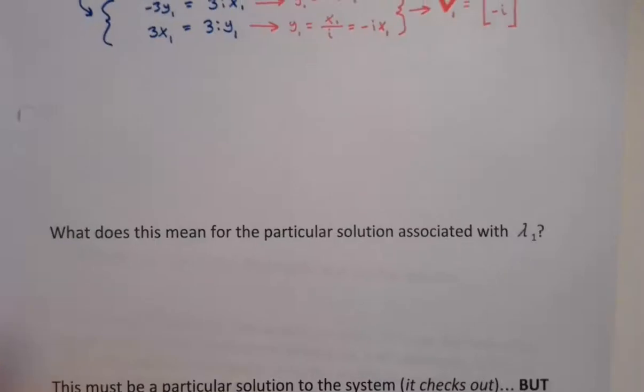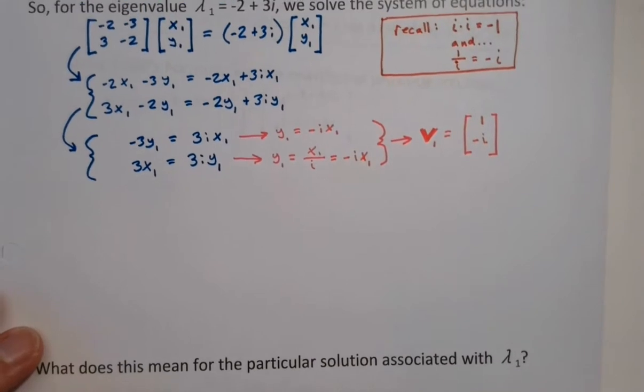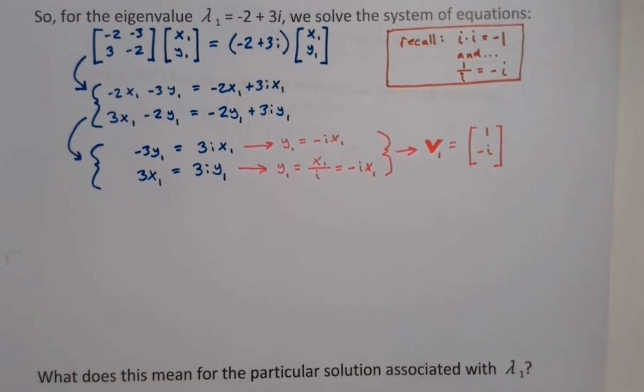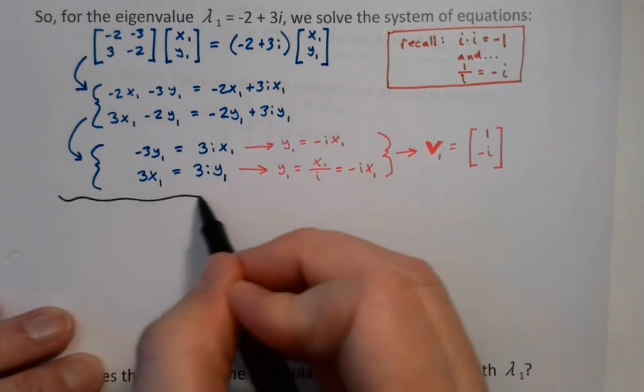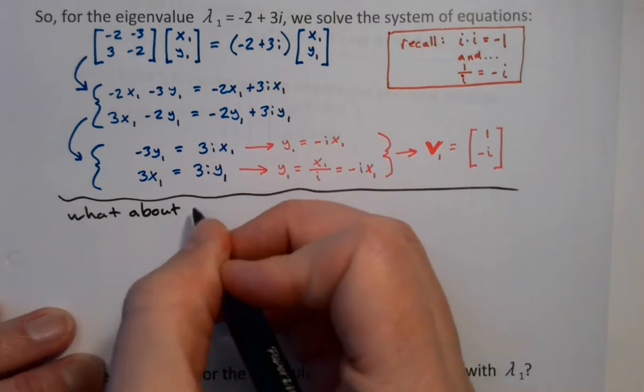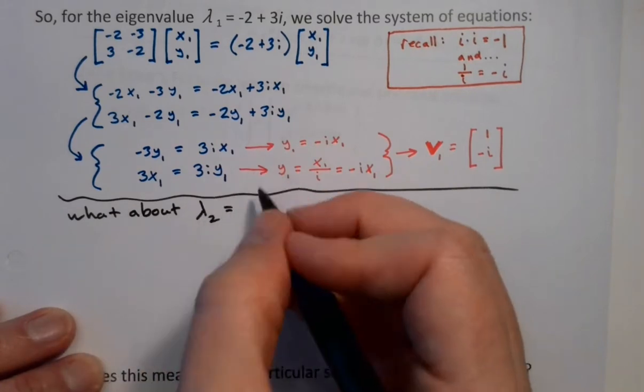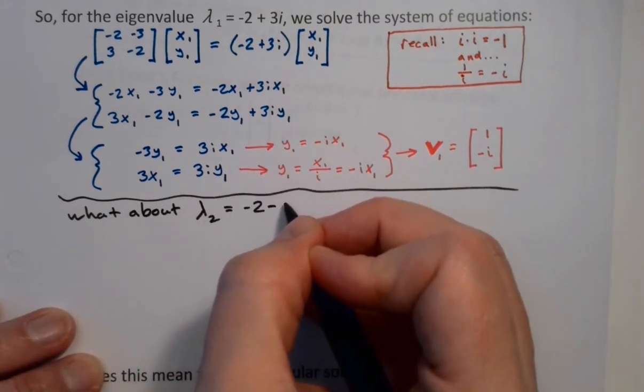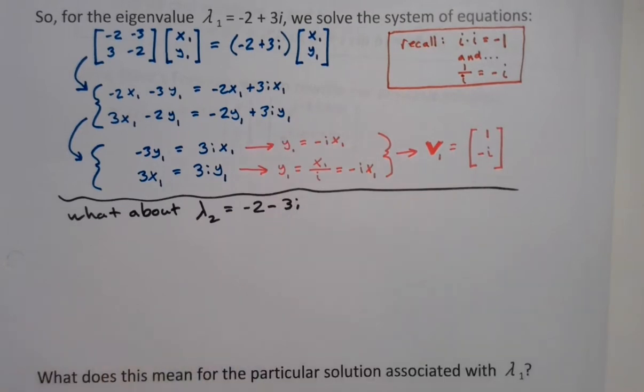So that's great. What does that mean about our eigenvector number 2? So I'm going to squeeze this in right underneath what we're doing here and say, what about lambda 2 equals -2 minus 3i? Since we have 2 eigenvalues, you'd think that we're going to have 2 eigenvectors. So what happens? Well, if we plug in the numbers, we're going to get 2 equations.